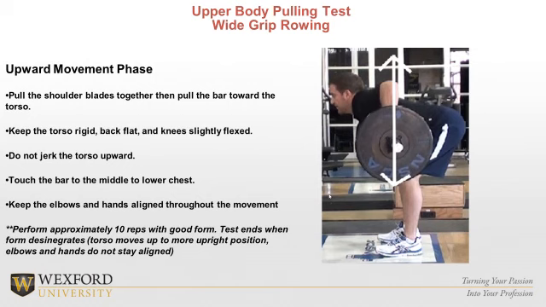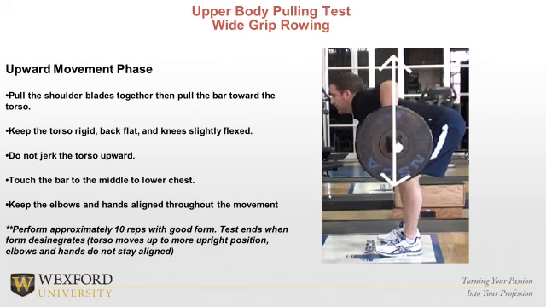The upward phase, you're going to pull the shoulder blades together. You're going to squeeze them together, which is called retraction. Then pull the bar toward the torso. You're going to keep the torso rigid, the back flat, and the knees slightly flexed. Do not jerk the torso upward.